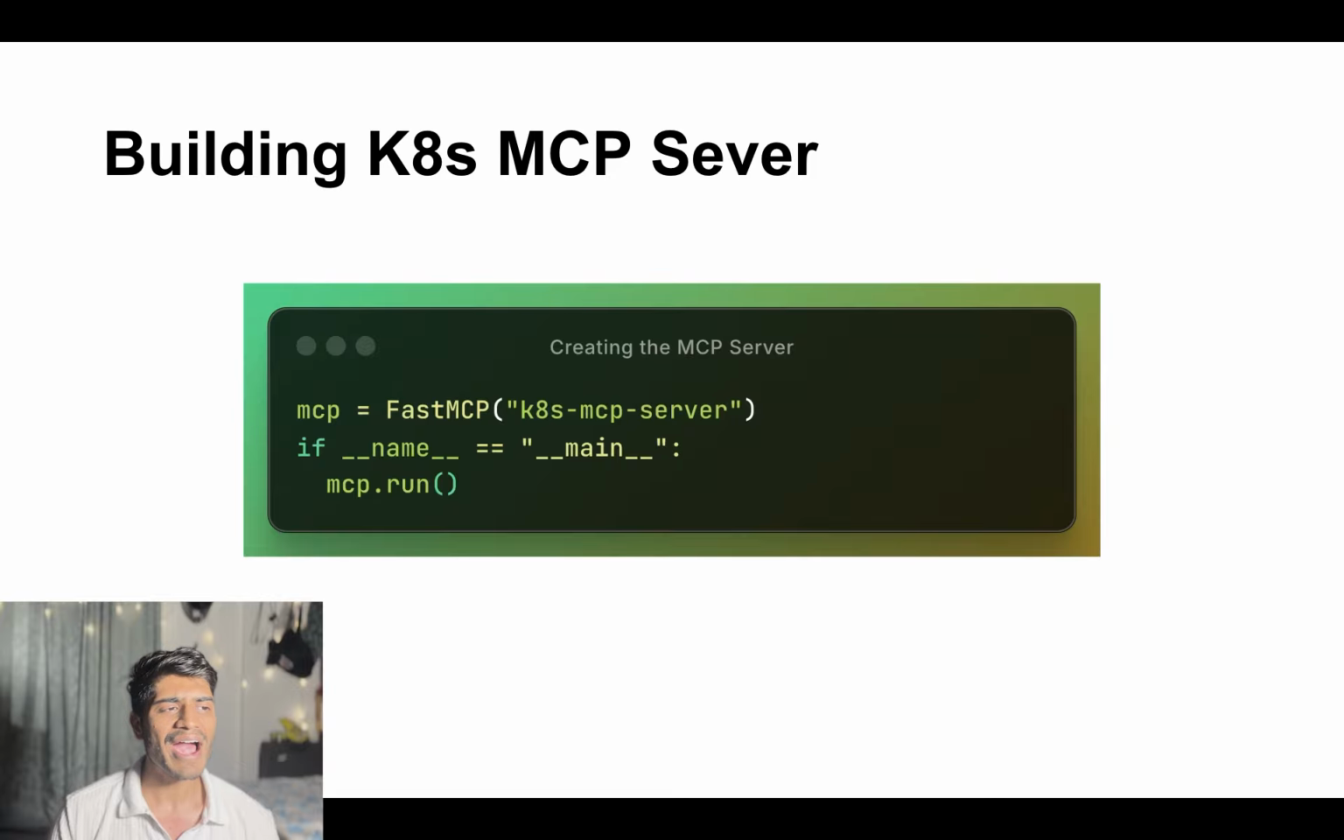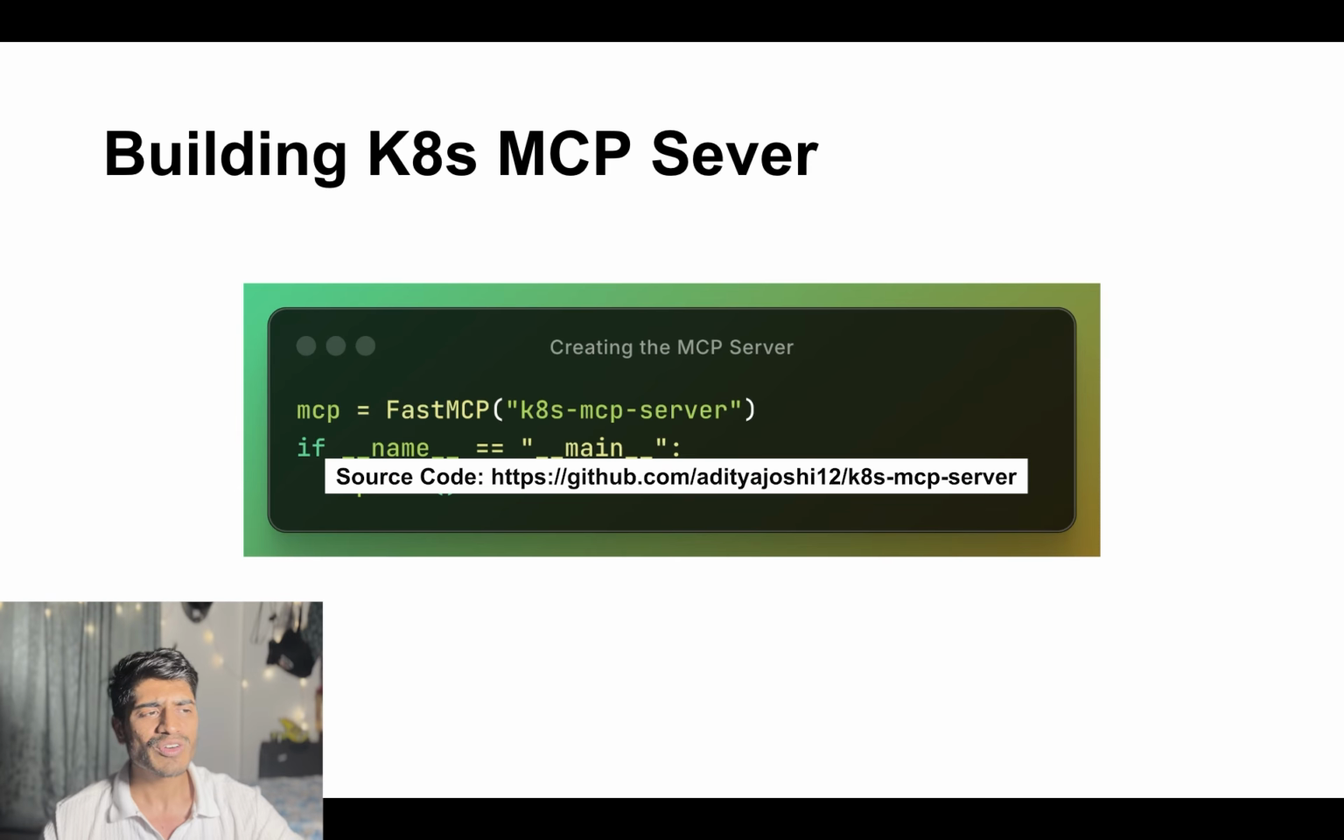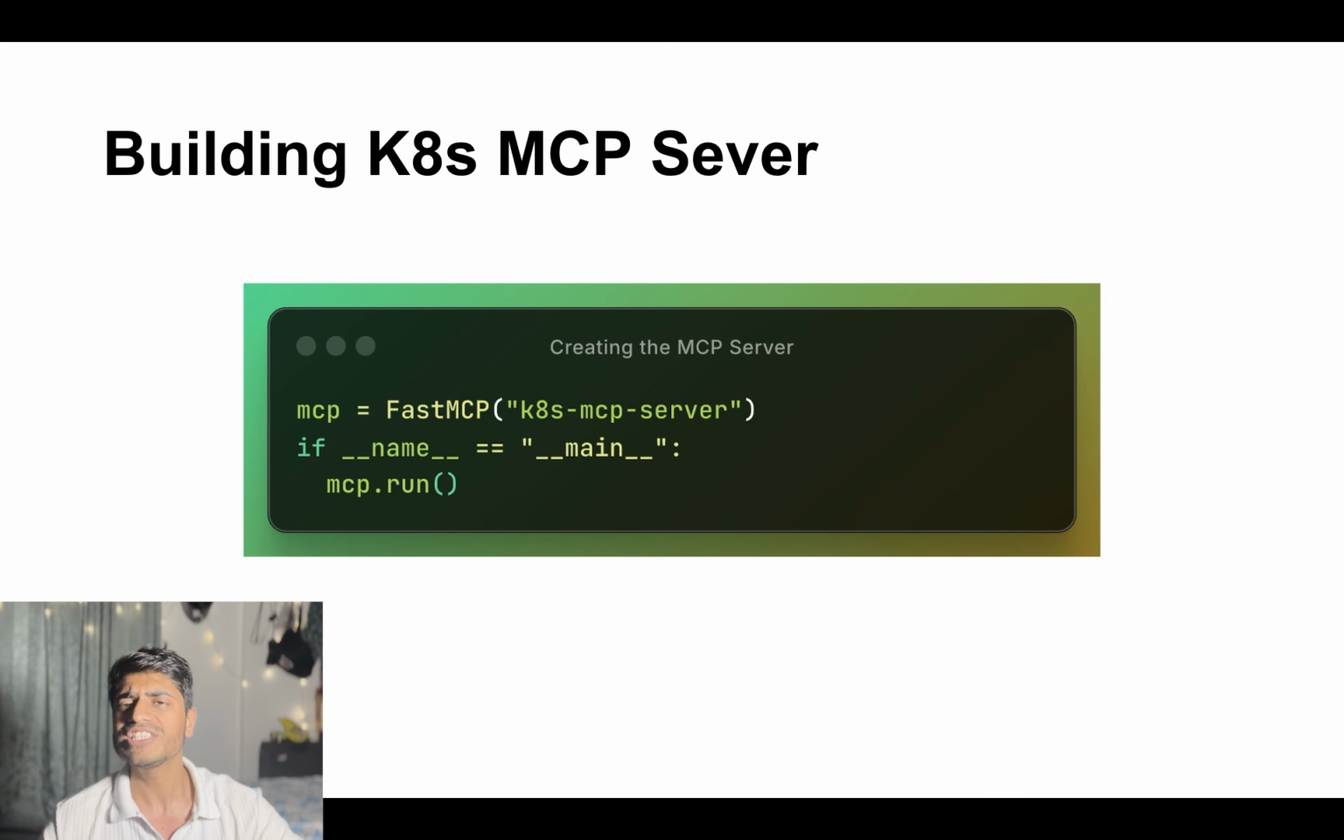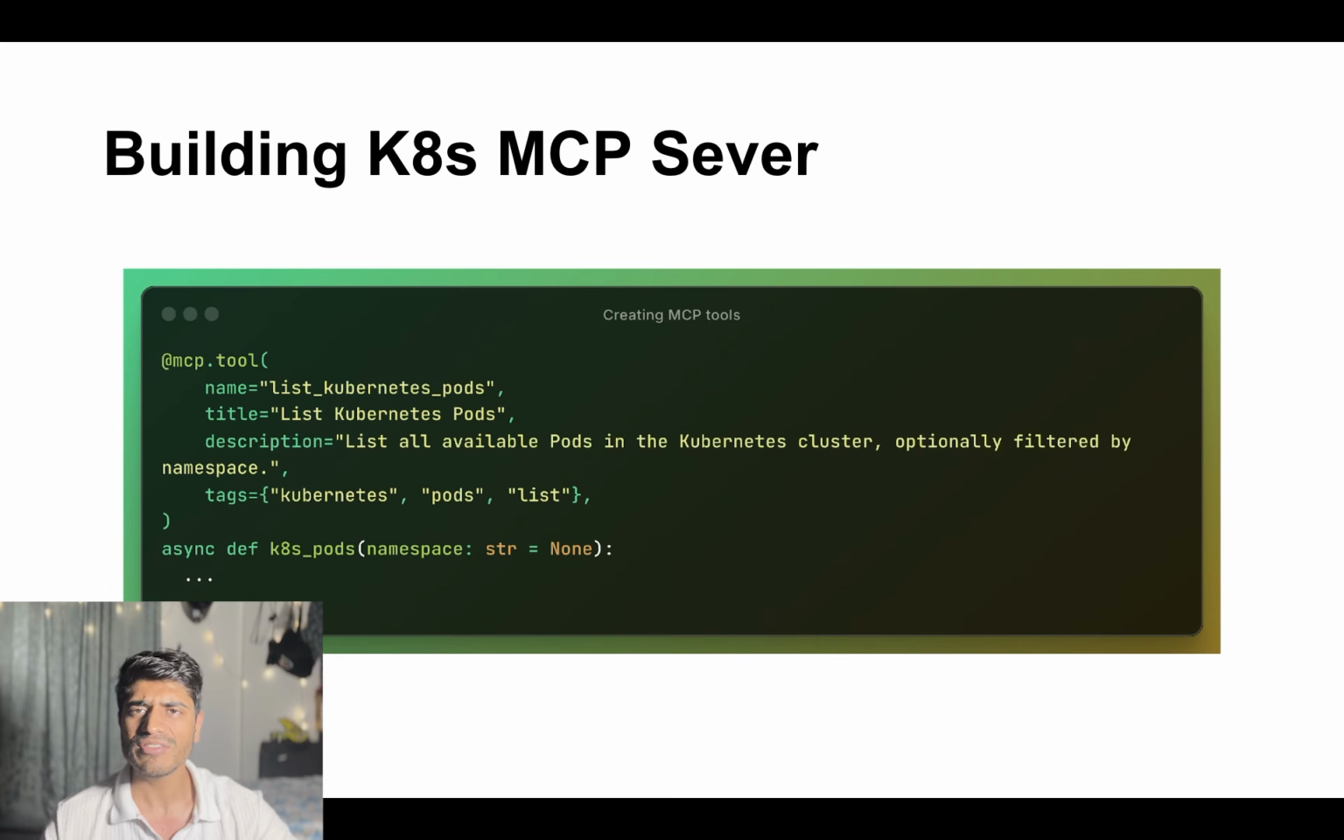So once you have added this dependency, the next thing is to spin up the MCP server, right? With the help of just these 3 lines here, you can see that I'm just creating an instance of FastMCP, and you have to give a name to your MCP server. In this case, I'm calling it K8s MCP server. And then I'm just saying mcp.run, right? Once I do this, my MCP server is ready. The MCP server is ready, which means my MCP client can interact with this MCP server.